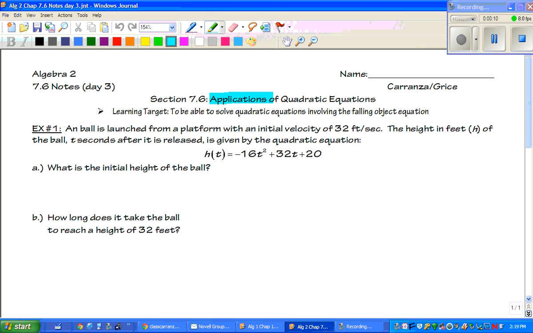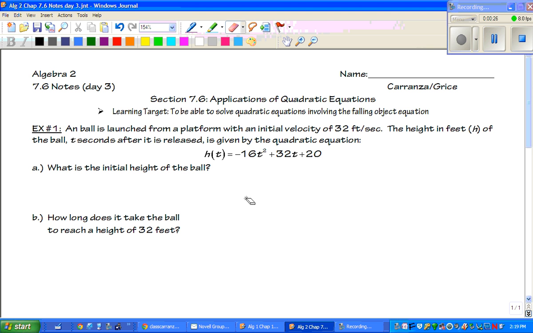We are still on applications of quadratic equations, but today we're going to be talking about solving quadratic equations involving the falling object equation. Let's read example number 1.